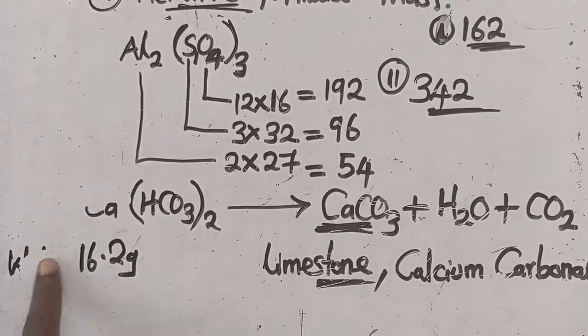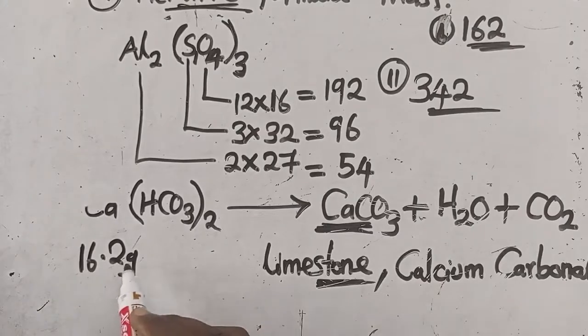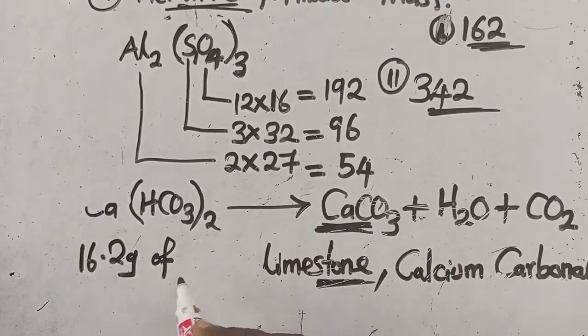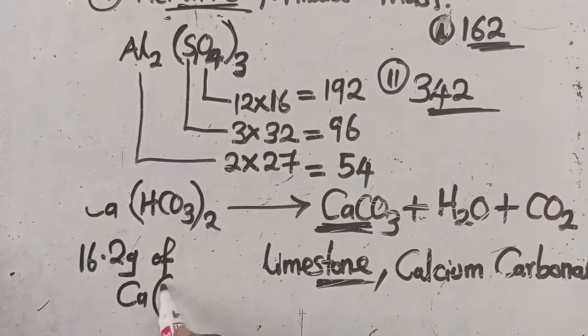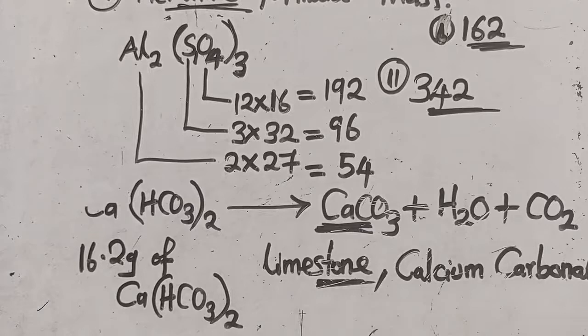So the water board contained 16.2 grams of what? Calcium hydrogen carbonate, which is written like this. This is how it is written. I guess you are able to see it. Now, the question is, calculate the mass of calcium carbonate. We can use the formula we call mass to mass.